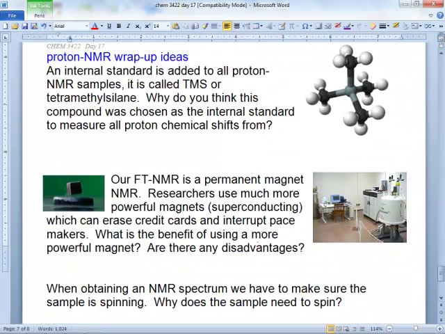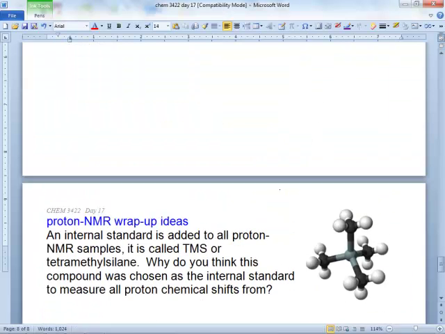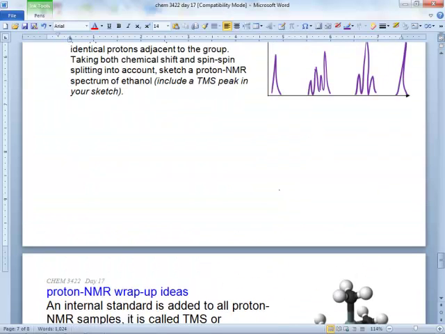the wrap-up ideas. Internal standard is added to all proton NMR samples, called TMS. There it is. Tetramethylsilane, 4 methyls. Why is this compound chosen as the internal standard to measure all proton chemical shifts from? Once you know where it is, then it doesn't matter whose instrument, where you're at, you're going to measure all changes in frequency from TMS.